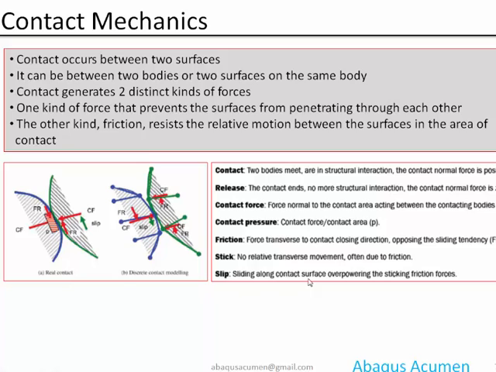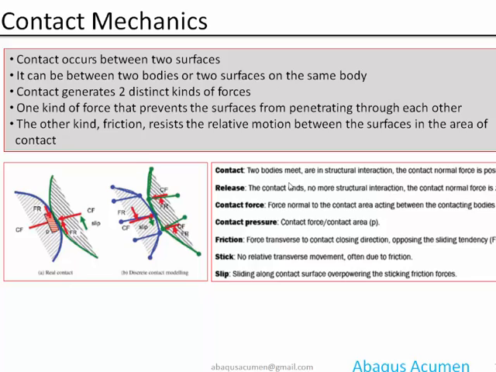Now before getting into much detail of contact mechanics, let's try to understand some of the basic terminology in contact mechanics. Contact is actually two bodies meeting in structural interaction. So there is a structural interaction between the two bodies, and the contact normal force is always positive and it is perpendicular to the contact area. Release: whenever two bodies are not in contact and there is no more structural interaction, the contact normal force is zero. So there is no contact force when the two bodies are not in contact.